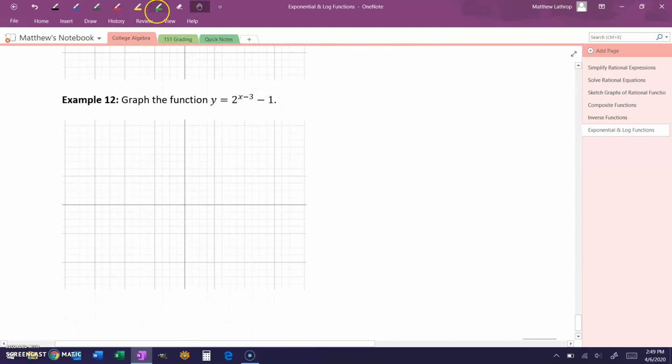In our last example, we have 2 transformations being applied. We have a shift to the right of 3 units and a shift down of 1 unit. Since our function is being shifted down by 1 unit, that means our horizontal asymptote is now going to be passing through y equals -1. If everything's being shifted down by 1 unit, our graph that normally would have passed through (0, 1) is now going to pass through (0, 0).